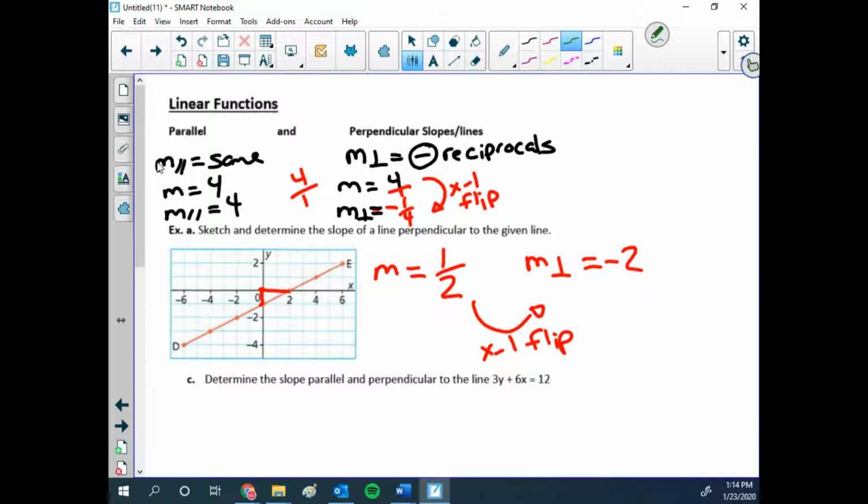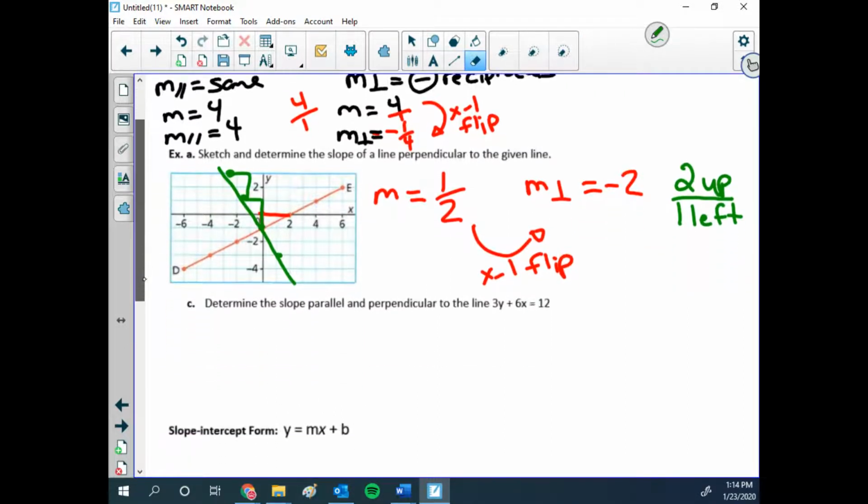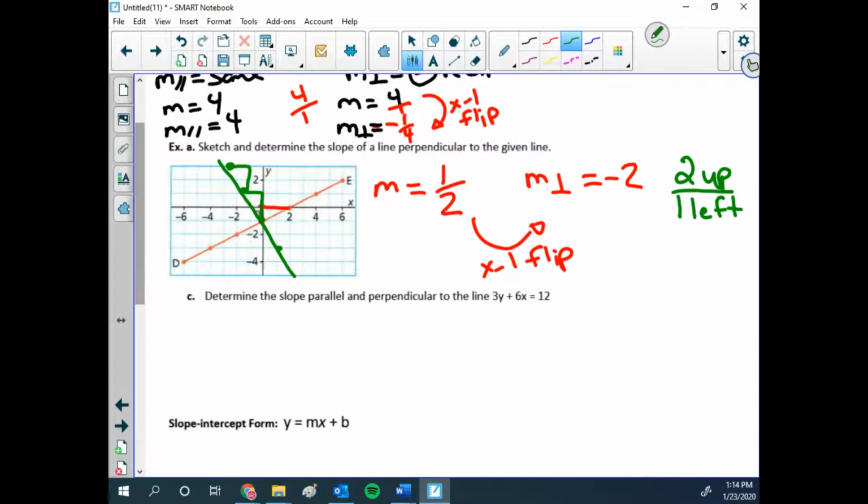So if I'm going to graph this, to find the next few points, I'm going to go 2 up and 1 to the left. If I start at the same point and go 2 up and 1 to the left, I have points here and here. I can go down here if I wanted. That line, if I got my protractor out, should intersect at 90 degrees, right? That's what perpendicular means, that two lines are intersecting at 90 degrees.